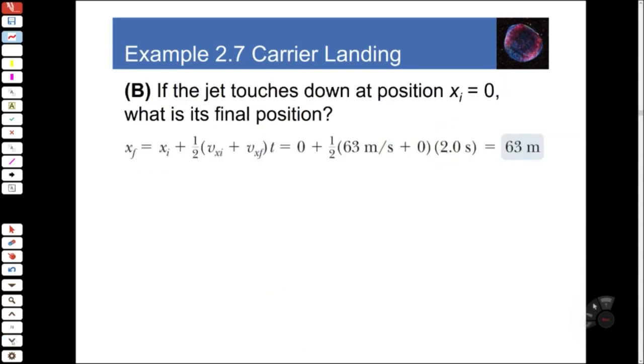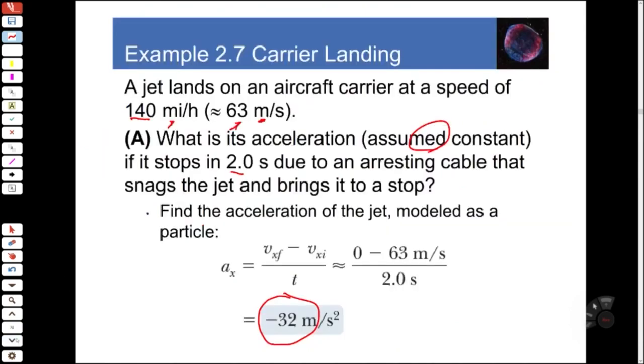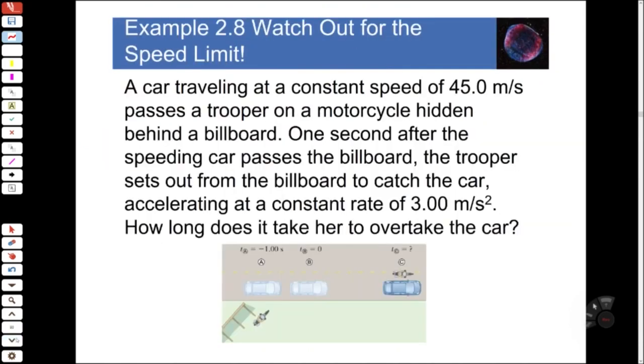And this is also an example using this expression here: the final position is the initial position plus the average of final and initial velocity times time. So initial is this one, final is 0, so xf is found. So this one is an application of this. This is also very useful to remember this formula.